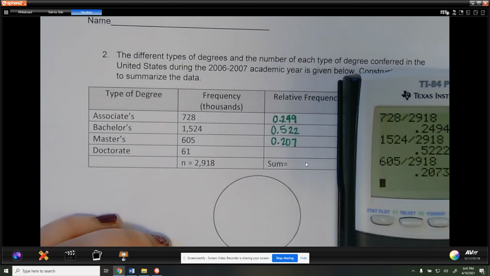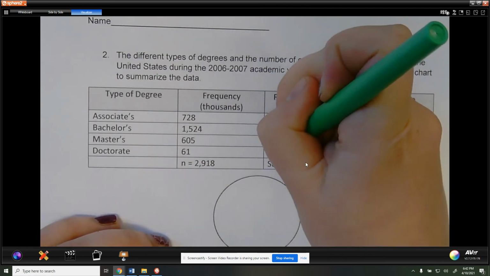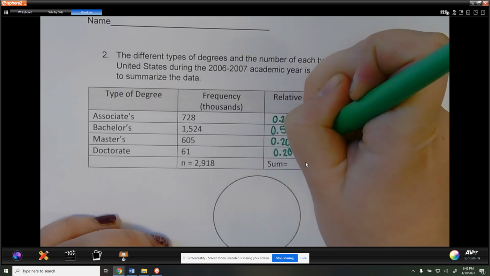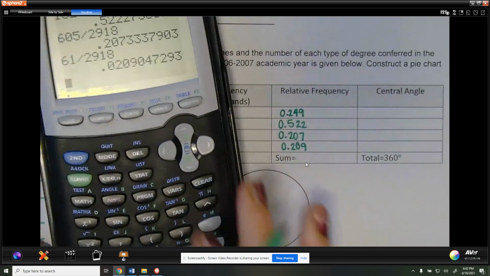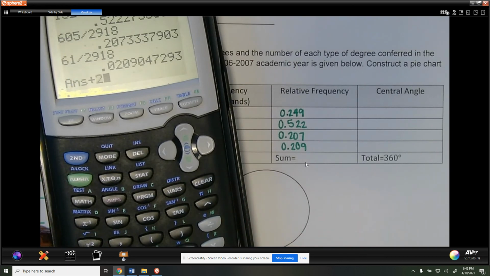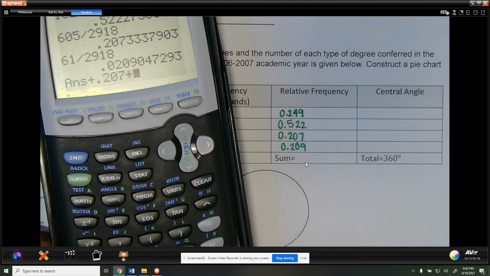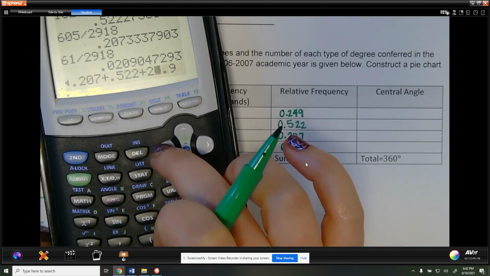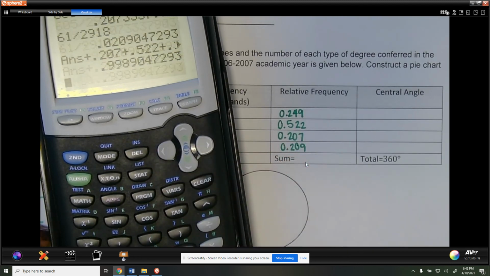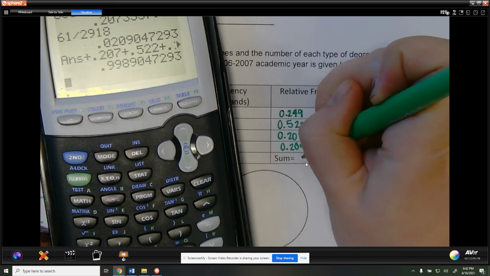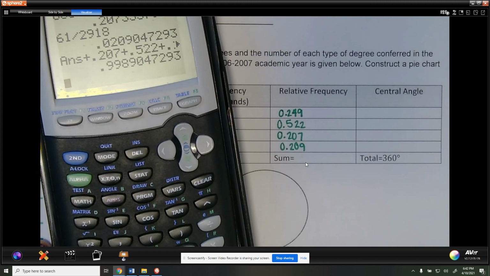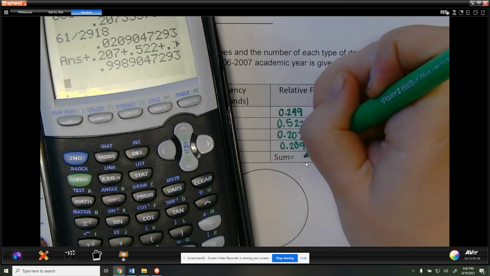And last one, 0.209. All right, so we can add these up. It should be close to 100%. Yeah, pretty close to 100%. So our sum there, we'll just round off to 1.